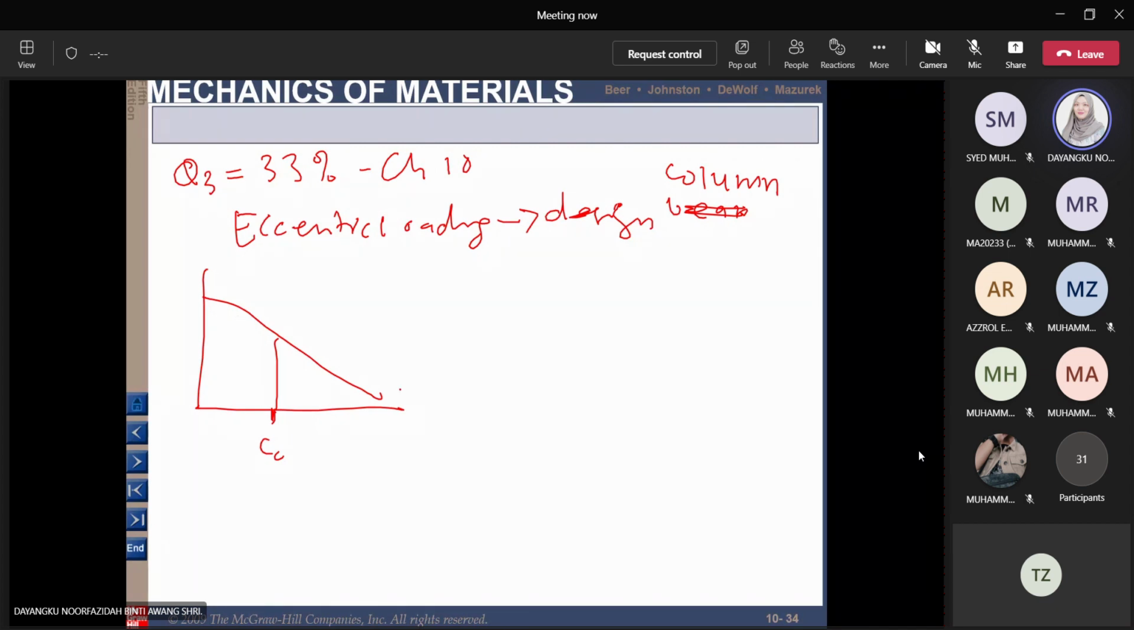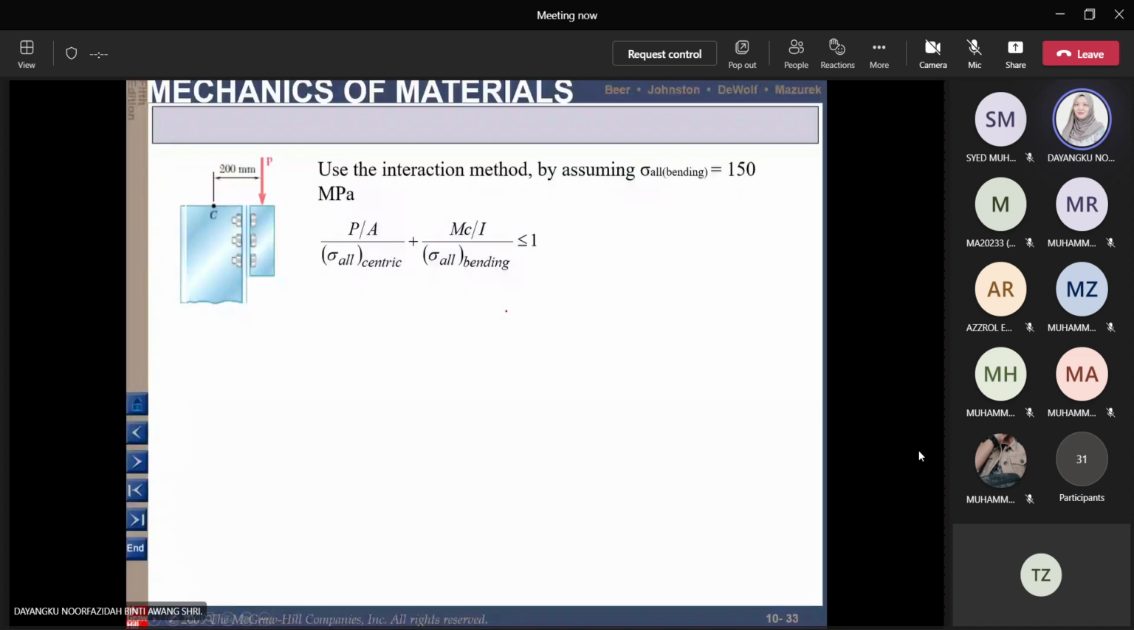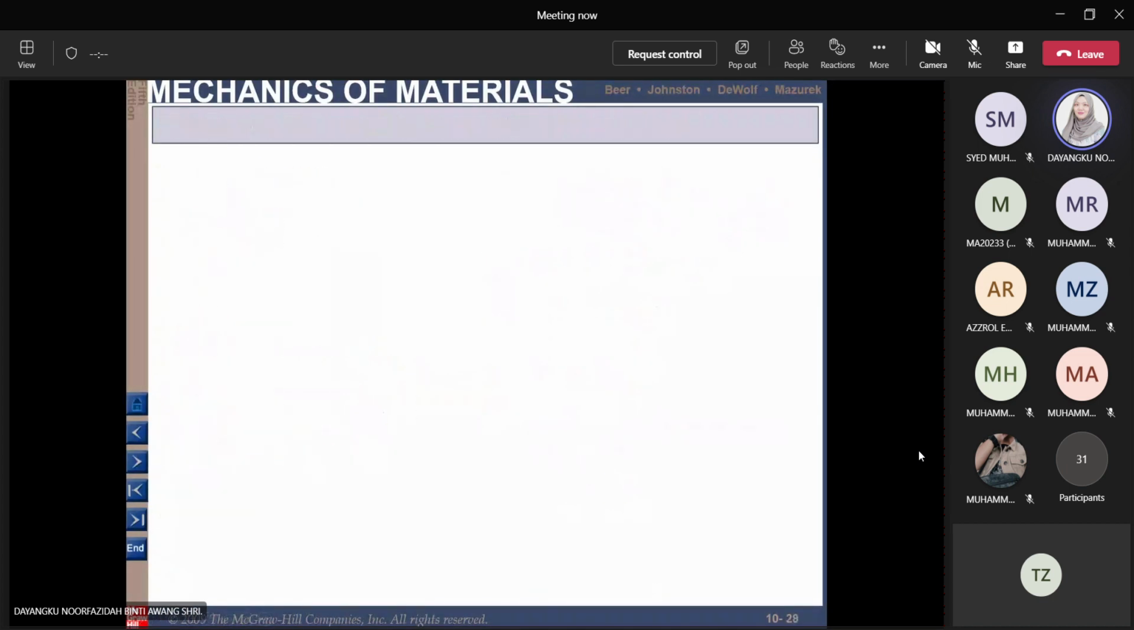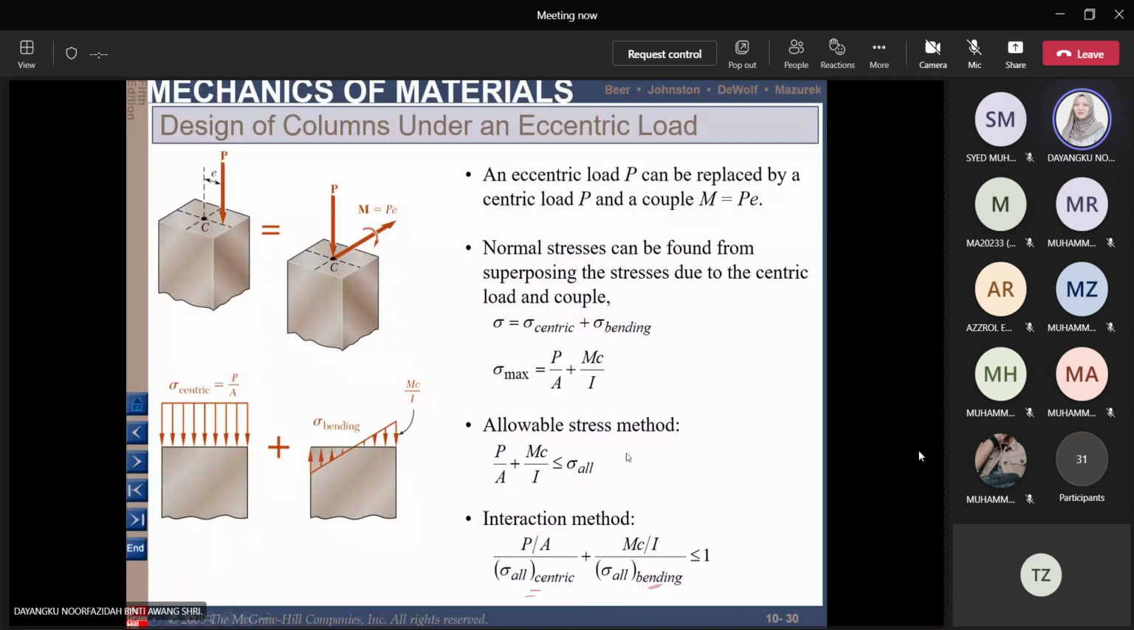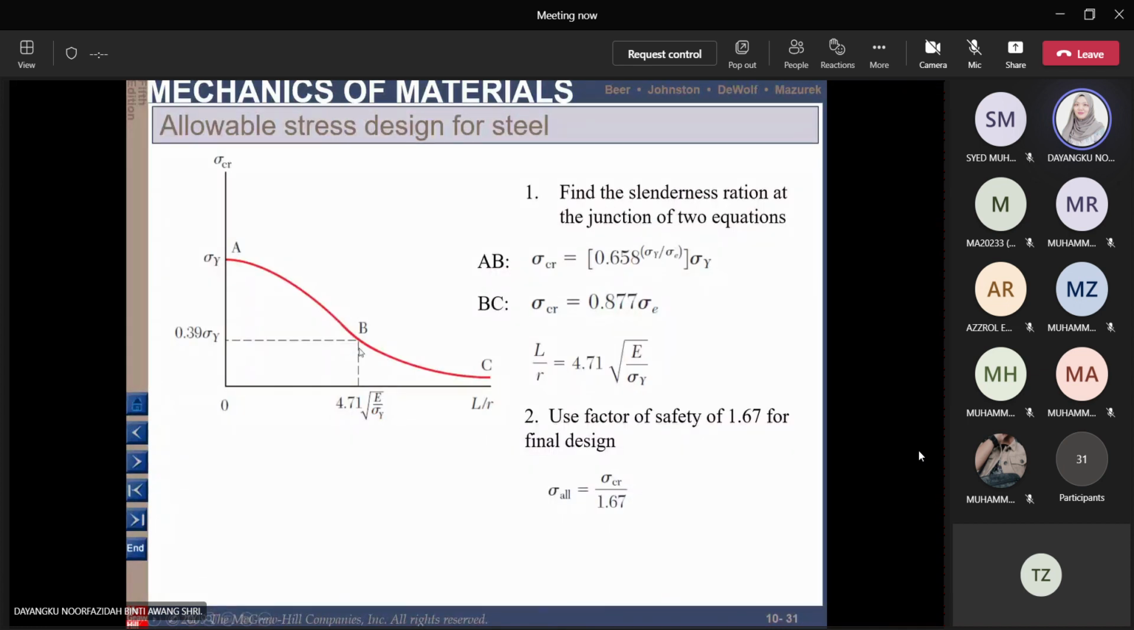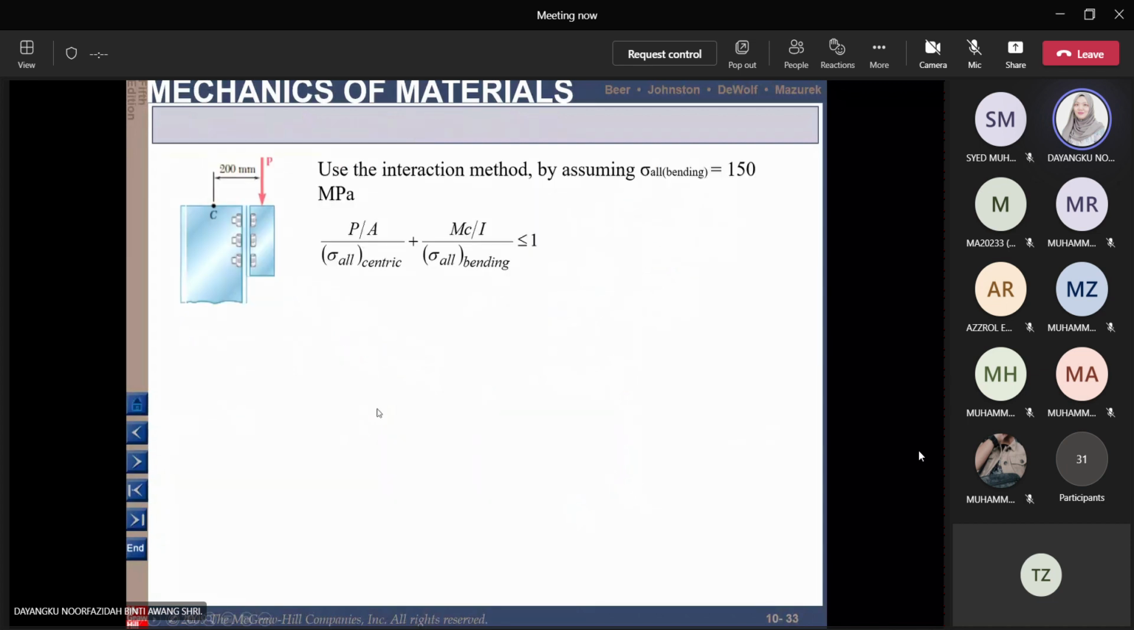And then you need to use, for eccentric loading, the equation that we have just now. Either the interaction method or allowable stress will be specified. So it will be specified, either allowable stress or interaction method. You will be given that here. But you need to do the full length of calculating this, starting from the critical stresses, until you reach this value here to get the value of the stresses.